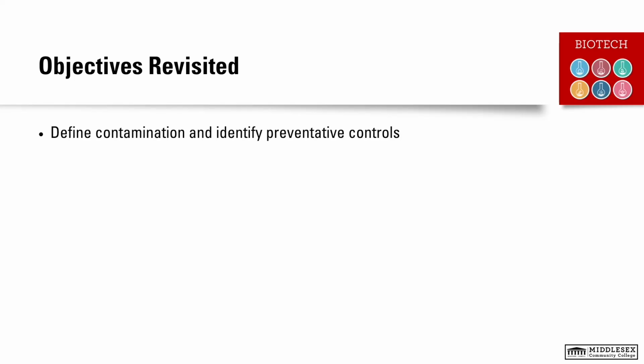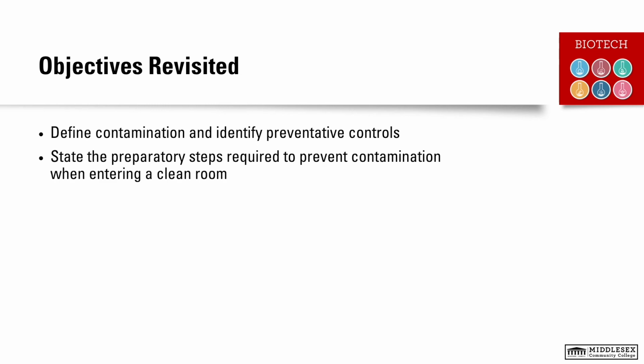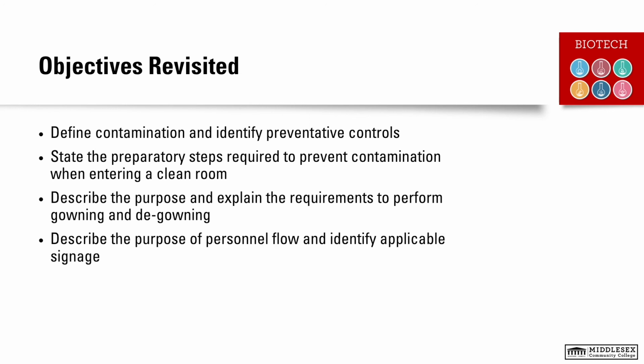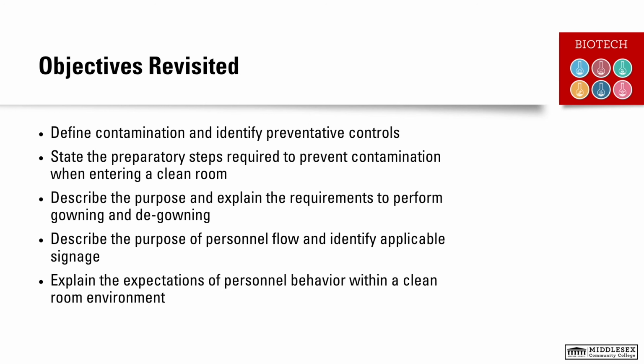Now that we have covered clean room practices, behaviors, and gowning procedures, you should now be able to define contamination and identify preventative controls. State the preparatory steps required to prevent contamination when entering a clean room. Describe the purpose and explain the requirements to perform gowning and degowning. Describe the purpose of personnel flow and identify applicable signage. And then finally, explain the expectations of personnel behavior within a clean room environment.